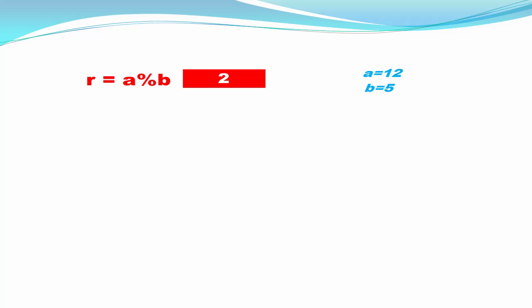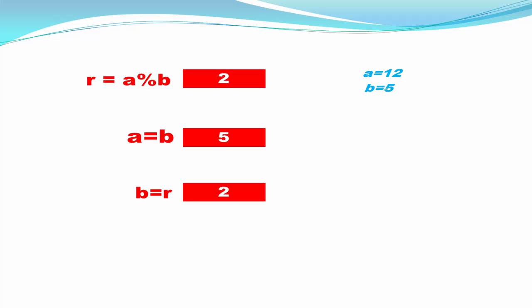Next we perform a equal to b, which means the value of b is copied to a. b's value is 5, so now a will contain 5. Then we perform b equal to r. The value of r is copied to b. r contains 2, so now b will contain 2. After executing these three statements, a's value is 5 and b's value is 2.